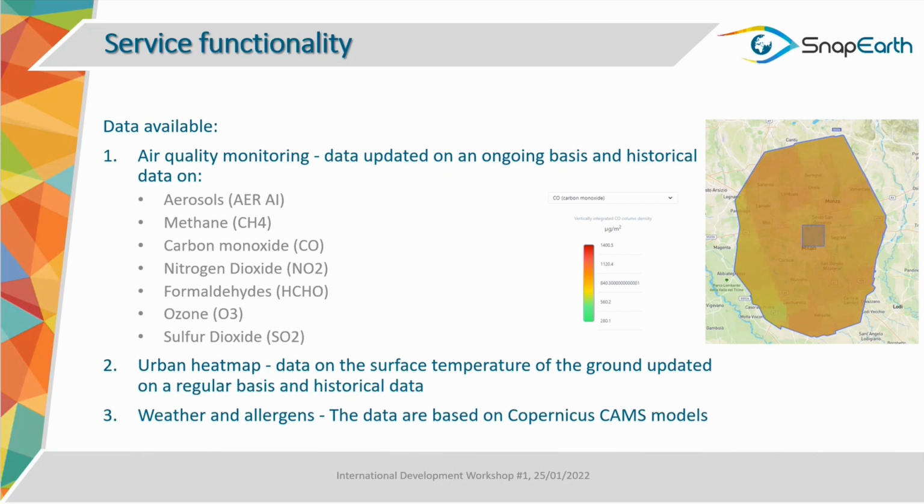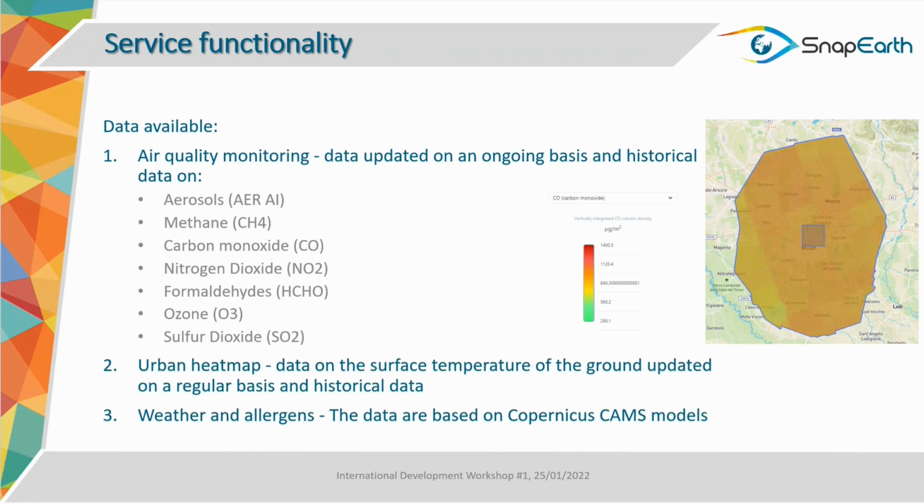What is the functionality of the service? The first one is air quality monitoring. Here we have seven services for aerosol, methane, carbon monoxide, nitrogen dioxide, formaldehyde, ozone, and sulfur dioxide. Later, of course, I will show you the demo of EarthClimate, how it looks like, and how we can operate all of these services.